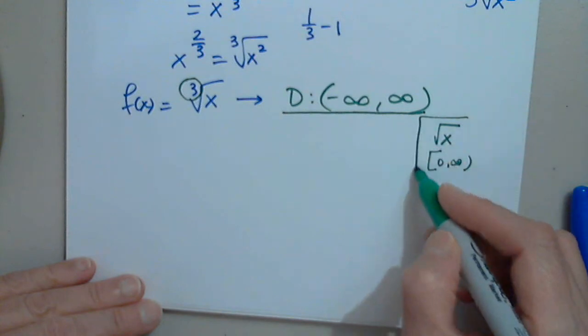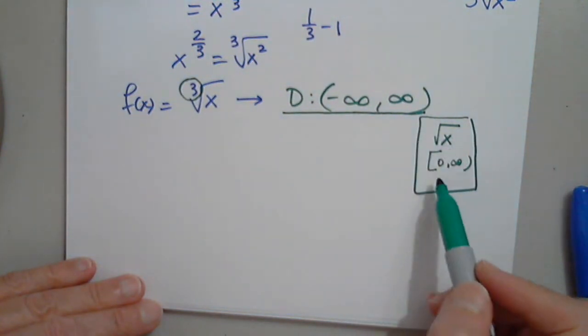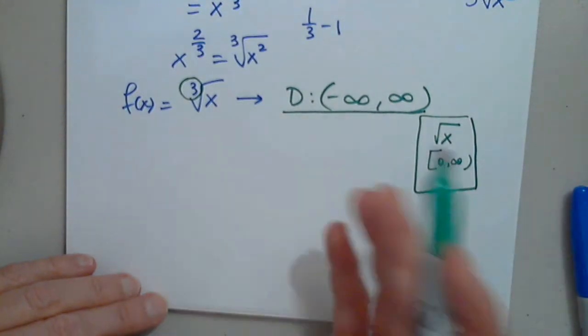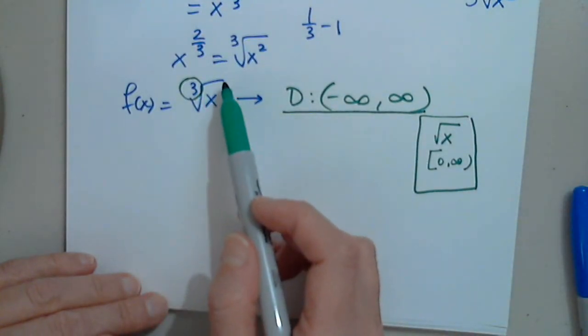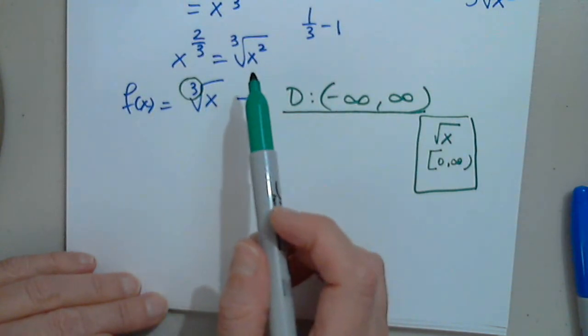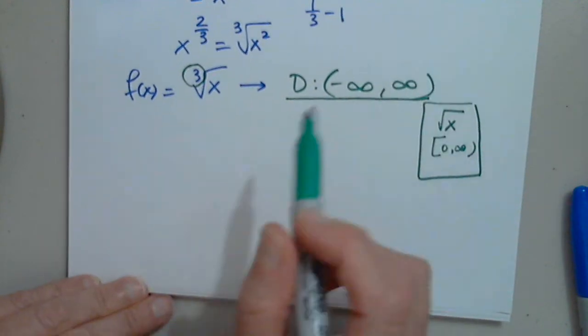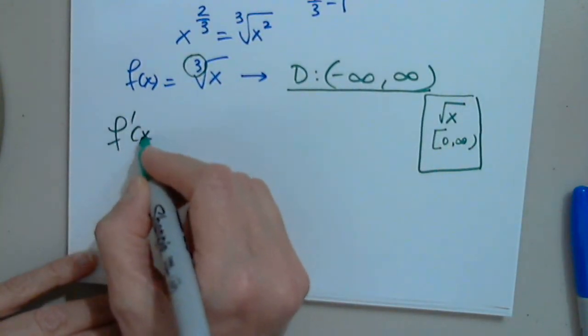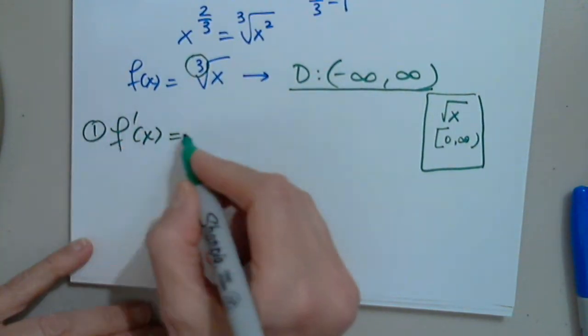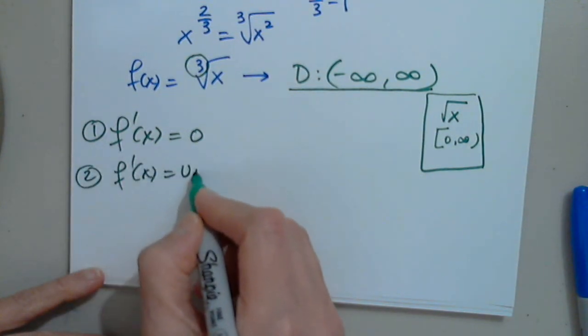This is a different story. When the index is even, the quantity has to be greater than or equal to 0. But here, anything goes. I can take the cube root of -8. I can take the cube root of 0. I can take the cube root of 1, -1, any number. So now, look at what happens. So f prime, source number 1 equals 0, and source number 2, f prime of x, being undefined.